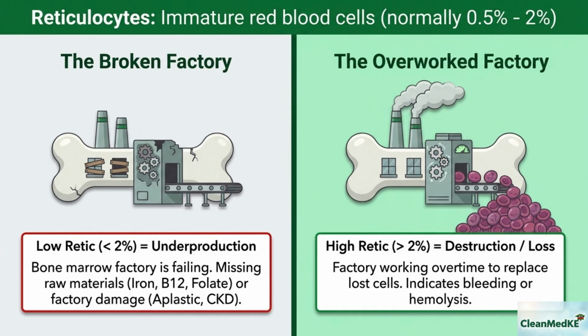To understand why the anemia is happening, we look at reticulocytes, which are immature red blood cells. Think of the bone marrow as a factory. A low reticulocyte count, less than 2%, suggests a broken factory. The marrow is failing to produce enough cells, either due to missing raw materials like iron, B12, or folate, or actual damage like aplastic anemia or CKD. Conversely, a high count, over 2%, indicates an overworked factory. The marrow is healthy but is frantically trying to replace cells lost to bleeding or hemolysis.